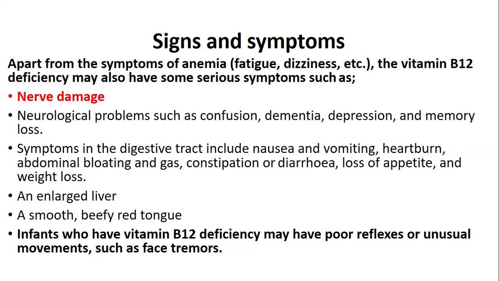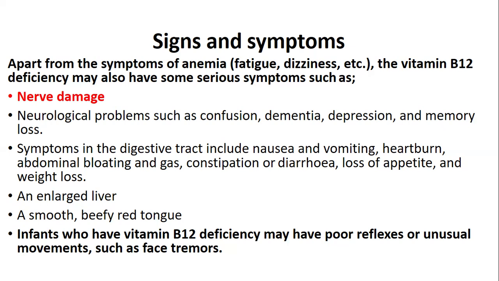Apart from the traditional signs and symptoms, vitamin B12 deficiency may also have serious symptoms such as damage to the nerves. We have had people who have this type of anemia complain of numbness. Then they give them vitamin B12 among other vitamins in the B class. Here we've heard of vitamin B12, B6, and others known as B complex. Those help nourish the nerves.